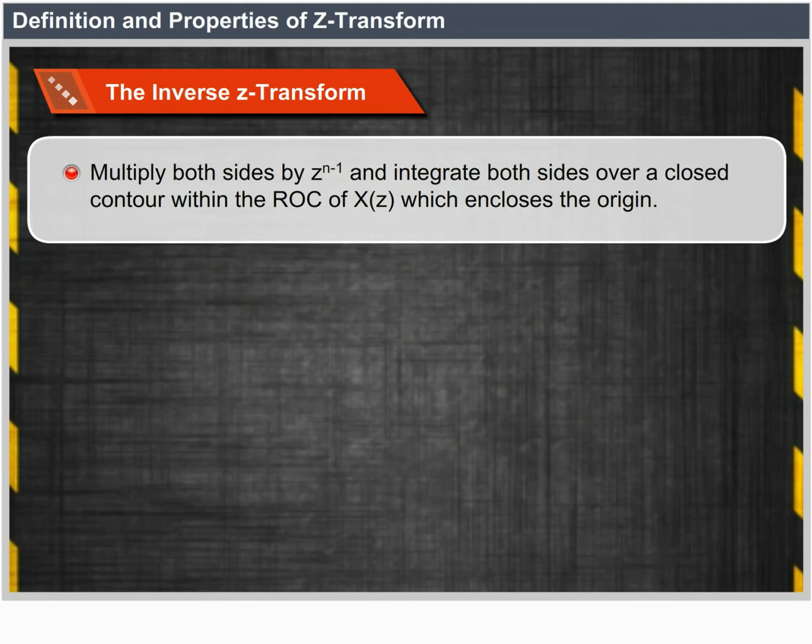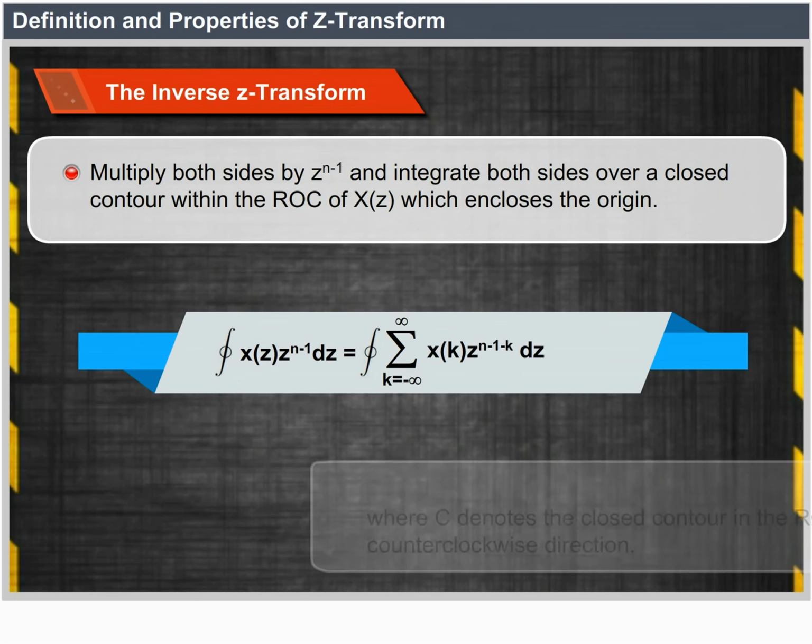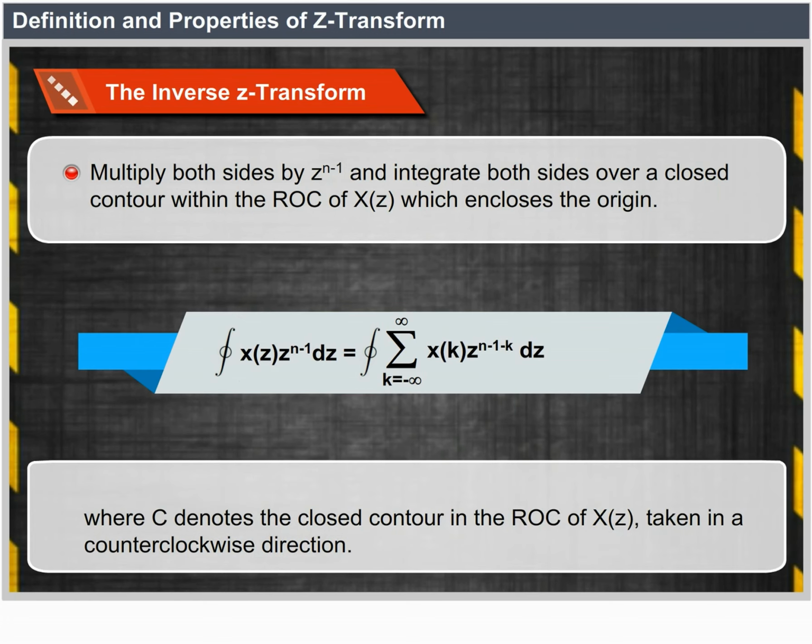Multiply both sides by z power n minus 1 and integrate both sides over a closed contour within the ROC of X of z which encloses the origin. Closed integral X of z into z power n minus 1 into dz equal to summation k equal to minus infinity to plus infinity x of k into closed integral z power n minus 1 minus k into dz, where c denotes the closed contour in the ROC of X of z taken in a counterclockwise direction.